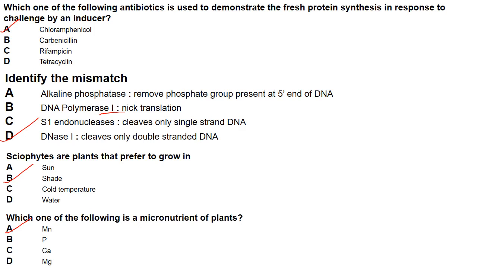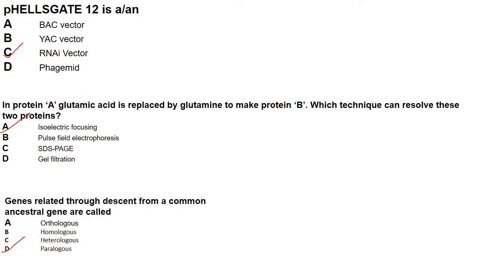Then sciophytes are plants that prefer to grow in shade. Answer is option B. Which one of the following is a micronutrient of plants? Manganese, Mn. Answer is option A. Hell's Gate 12 is an RNAi vector. Answer is option C.